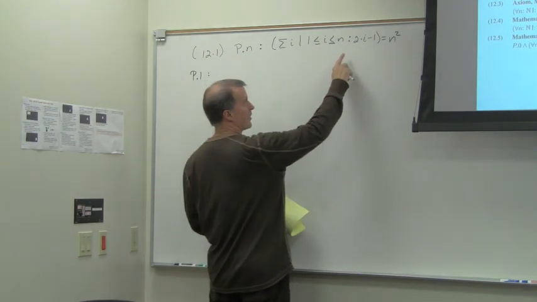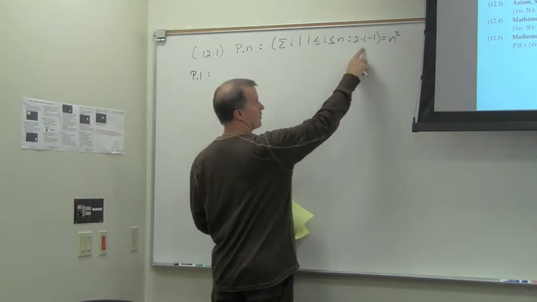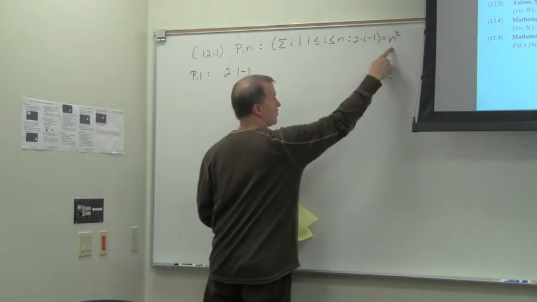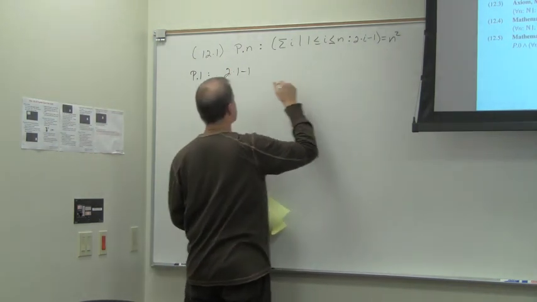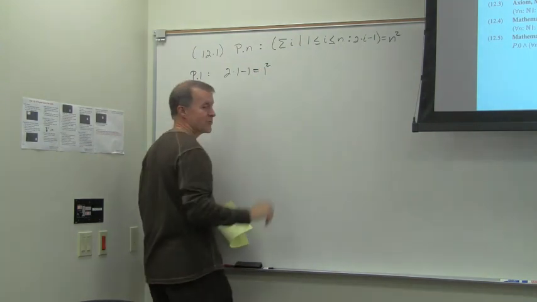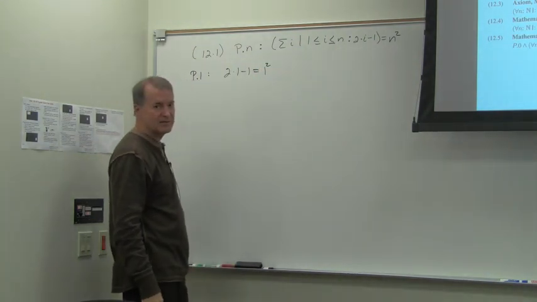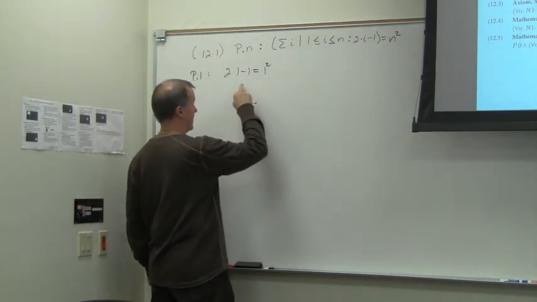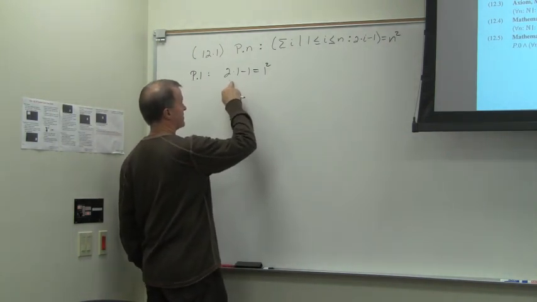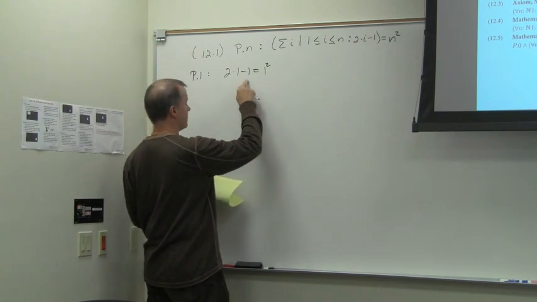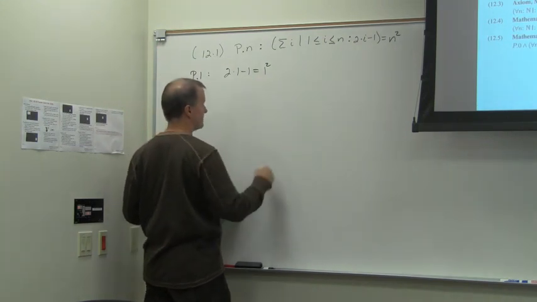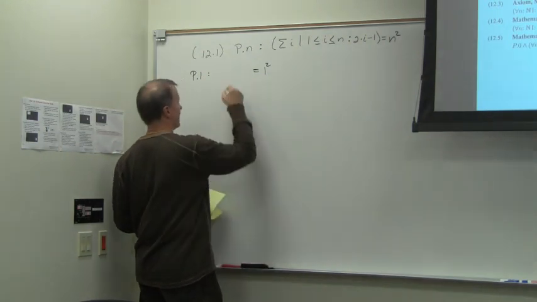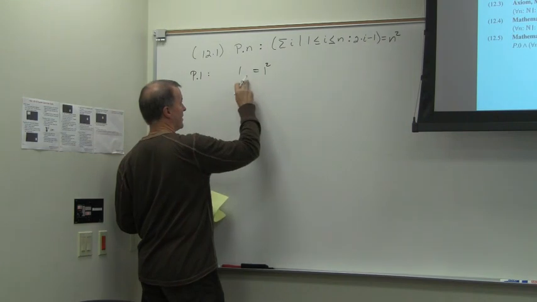So what would this be? 2 times 1 minus 1, and this would equal what? 1 squared. Now, does everybody see how we expanded that out? Is this true? Yeah, because this is like 1 equals 1 squared, right? Let's do the math in our head here. Let's just say that this is 1 equals 1 squared.